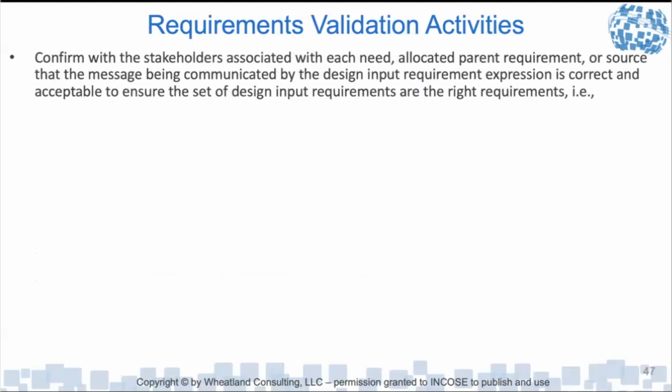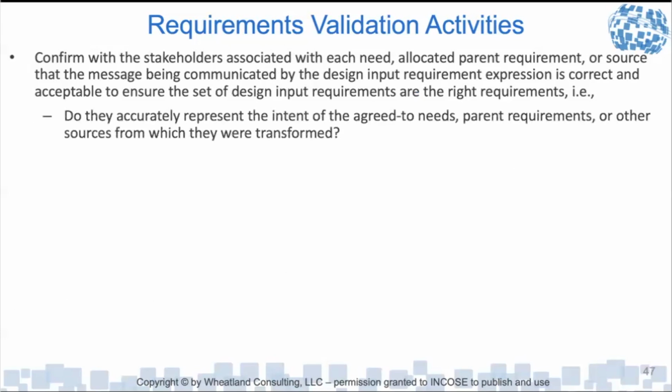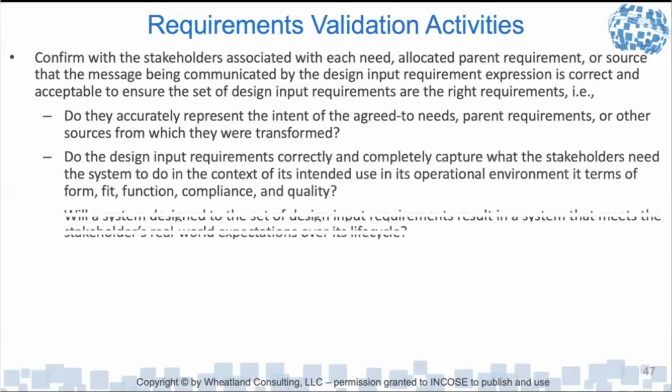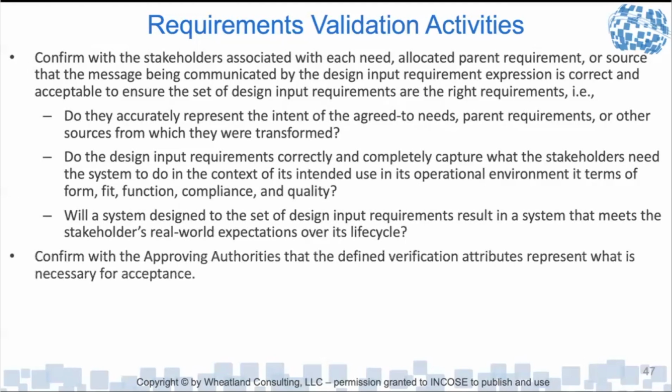If we don't go back to the stakeholders and say, is this requirement set going to meet your needs? Do they accurately represent the agreed to needs, parent requirements, other sources from which they're transformed? Do the design input requirements correctly and completely capture what the stakeholders need the system to do in the context of its intended use in its operational environment in terms of form, fit, function, compliance, and quality? Will a system designed to the set of design input requirements result in a system that meets the stakeholders' real-world expectations? That's system validation. Confirm with the approving authorities that the defined verification attributes represent what's necessary for acceptance.